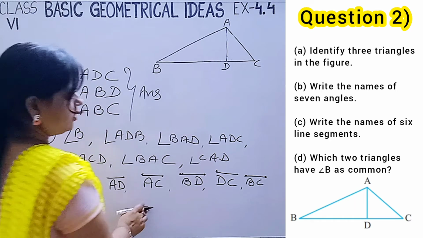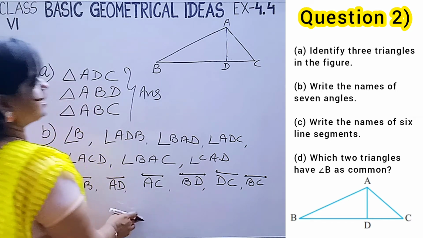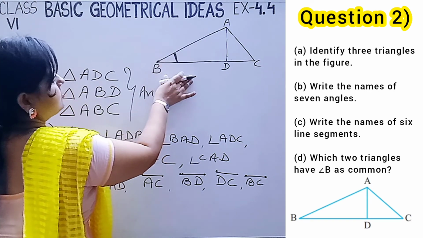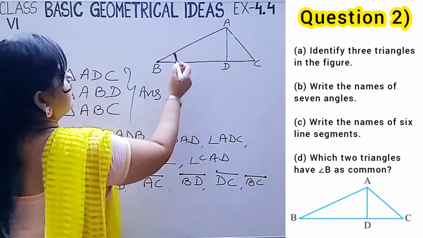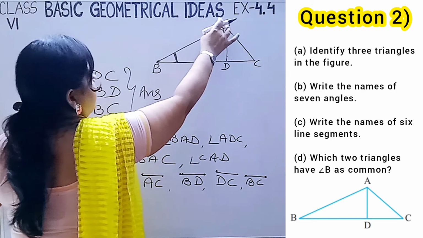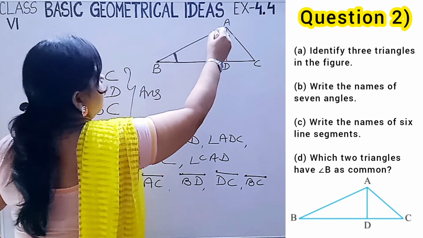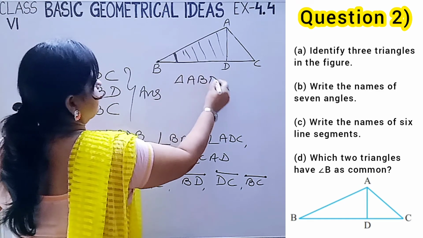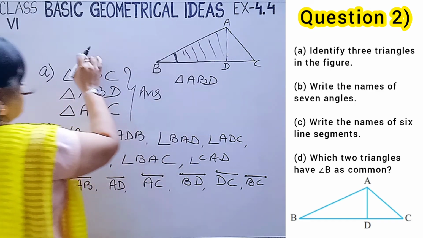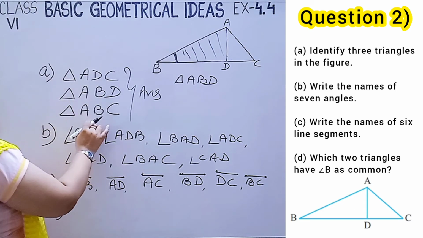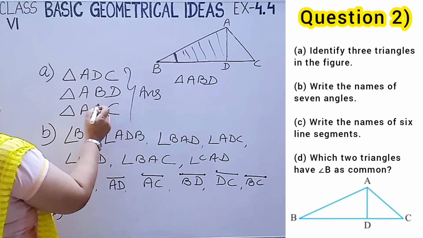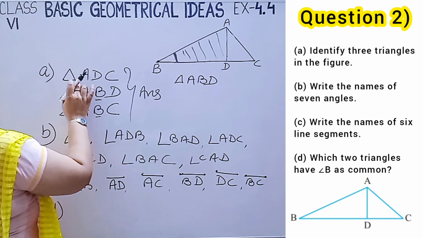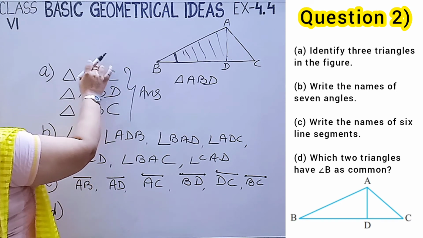D part. Which two triangles have angle B as vertex? So this is our angle B and this is the vertex. So we have to select two triangles which have vertex B as common. So ABD. This is our first triangle. Now, in the first part we have written 3 triangles. So we can see here that angle B is common in these 2 triangles. And in triangle ADC, there is no vertex as B.